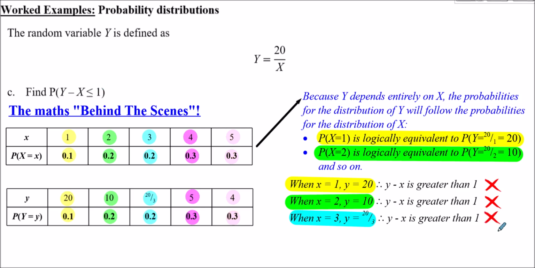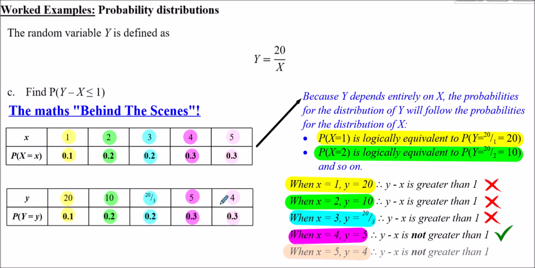However, if we move on to x being 4, when x is 4, that makes y 20 over 4, which is 5. And now 5 take 4 is 1, which satisfies this inequality. And so this here, y minus x is not greater than 1, so this one actually works. And so that would work when x is 4. And again, when x is 5, that would make y equal to 4. But we'd have 4 take 5, which is minus 1. Minus 1 is less than or equal to 1. So again, that one works.